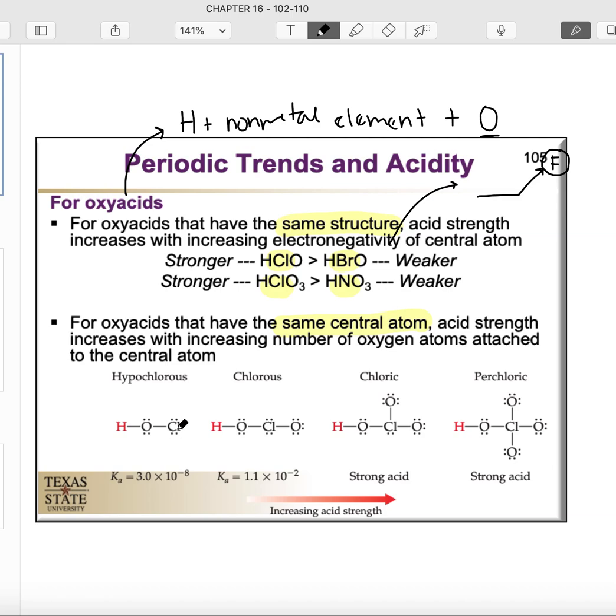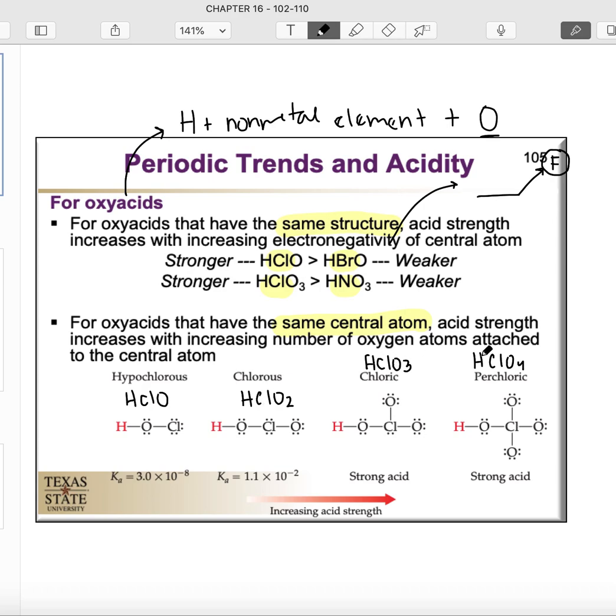in this case chlorine. We have chlorine, chlorine, chlorine, and chlorine. The acid strength is going to increase with increasing number of oxygens attached to that central atom. So hypochlorous acid, which is HClO, compared to chlorous acid, which is HClO2, versus chloric acid, which is HClO3, versus perchloric acid, which is HClO4.